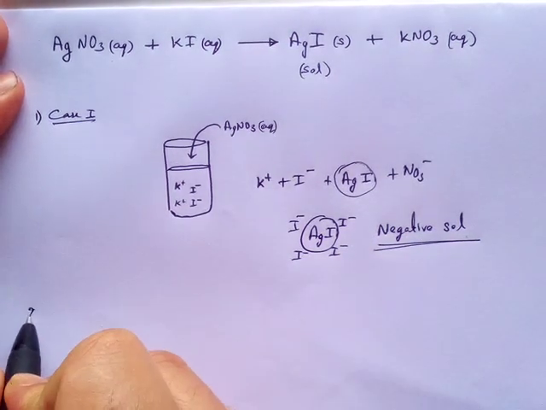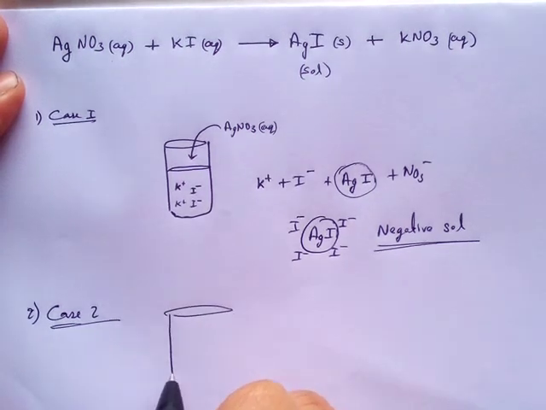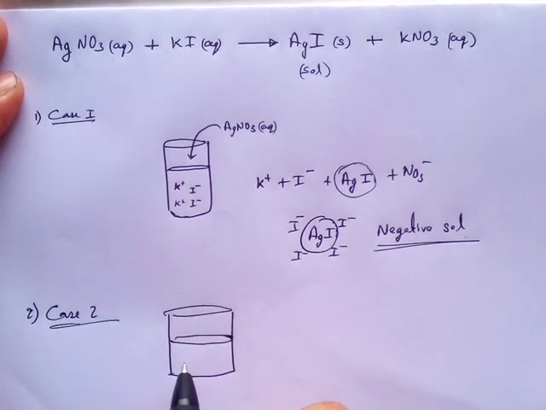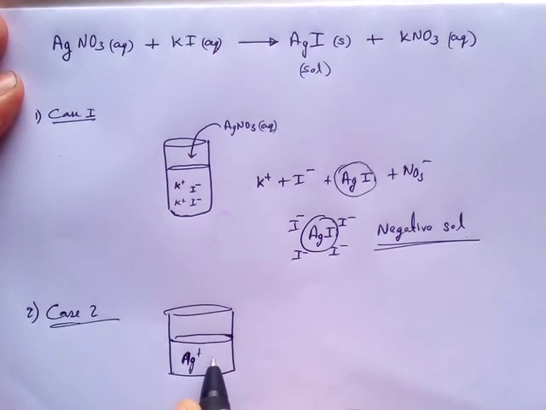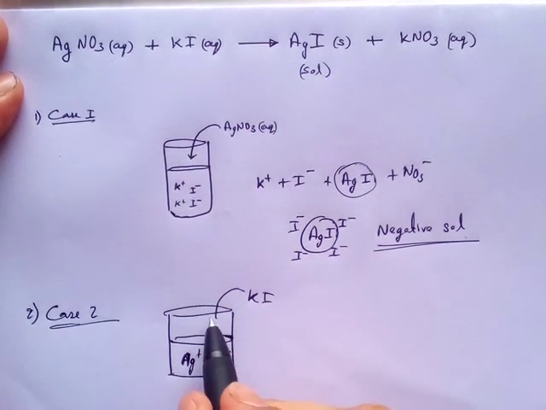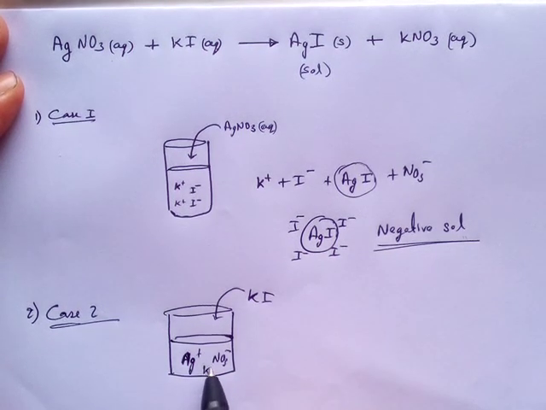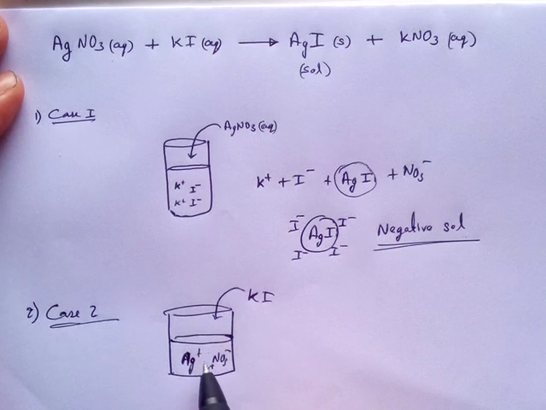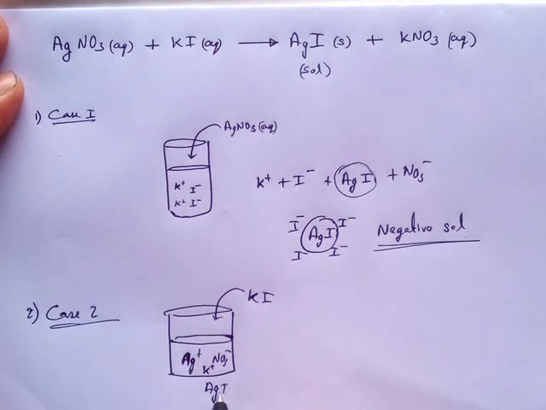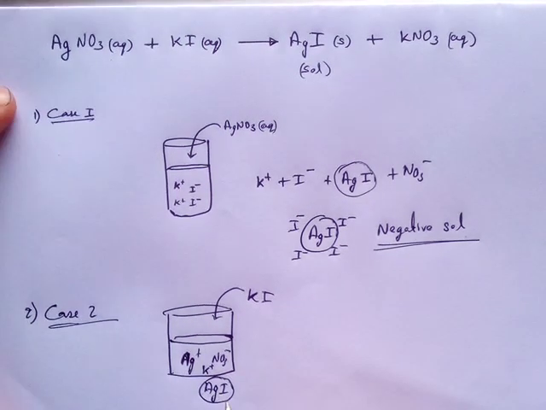But in the other way, case 2: the container already has AgNO3, so that means Ag plus and NO3 minus. Then we are adding KI. So K plus will be there, and I. I easily reacts with Ag, so it forms AgI. AgI is a solid because it's insoluble in water.